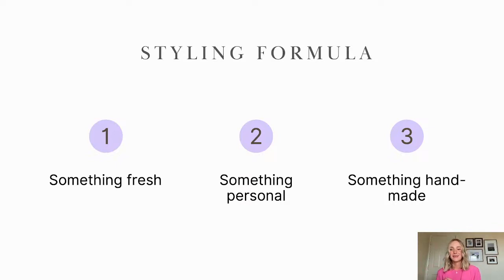And so then the third step with the styling formula is something that is handmade. So bring in something that is natural or kind of a one of a kind thing. It can be something that you thrifted at a flea market. It could be a large piece of wood that you found or bought, just that one of a kind handmade feeling. And by applying all 3 of these things into any space, it really brings so much dynamic and so much character into the space.